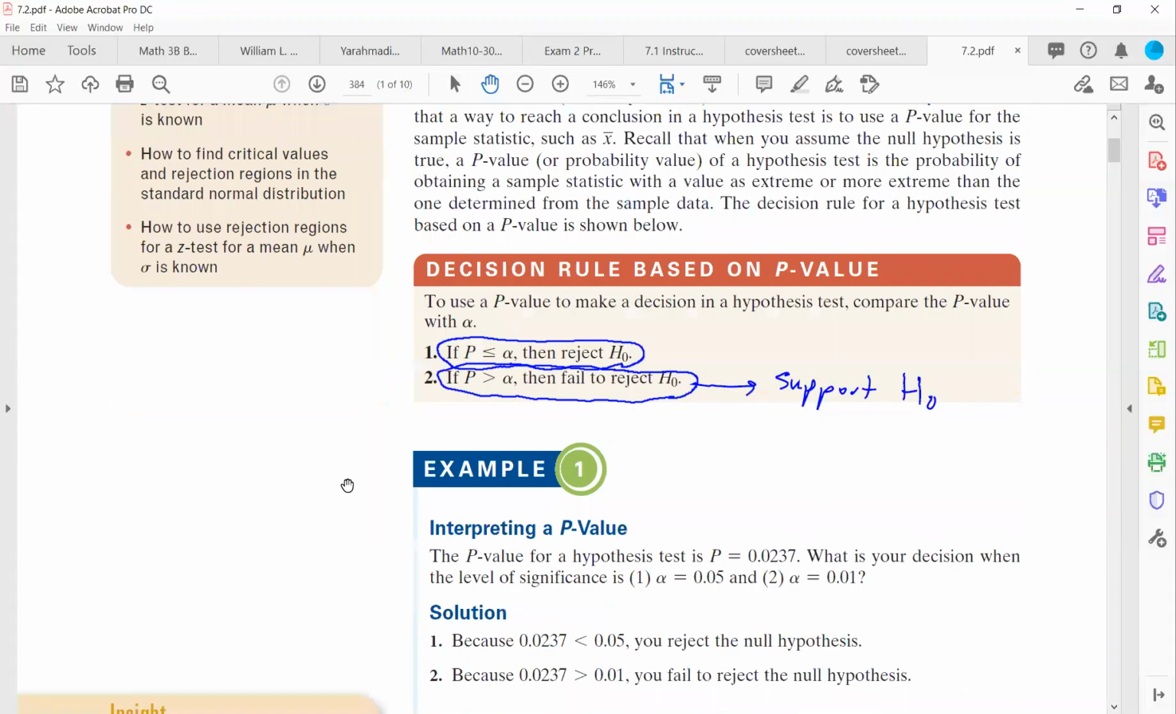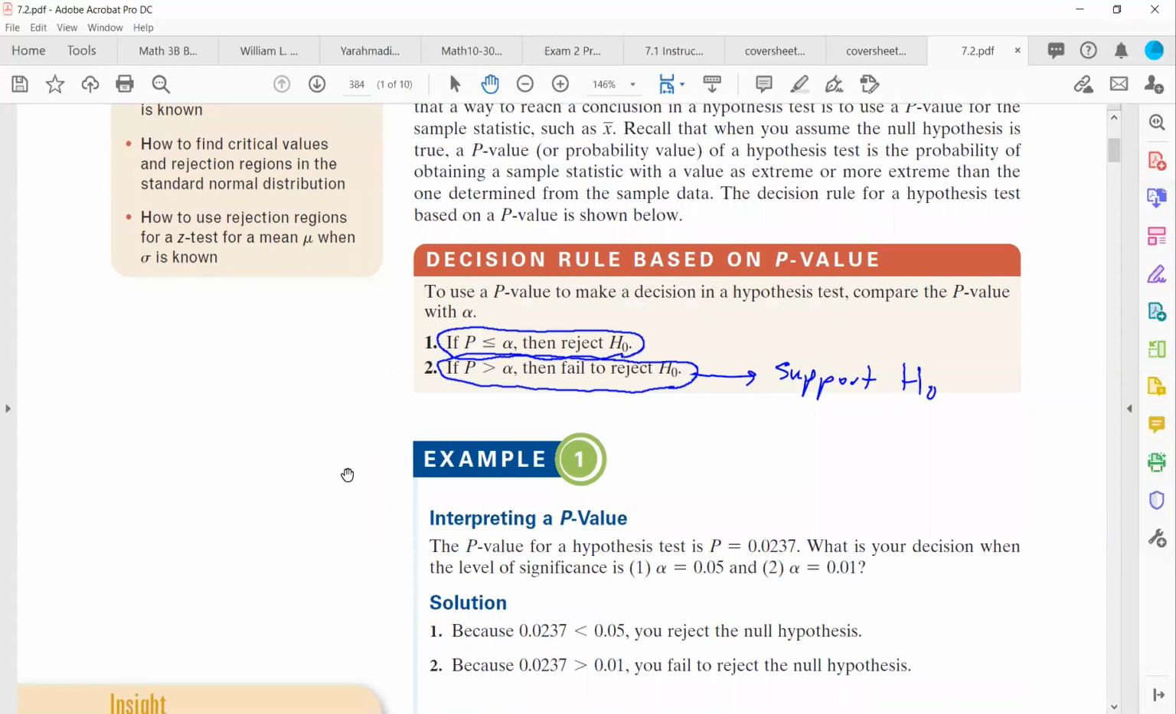Let's take a look at one example. Suppose the p-value, or the probability value, for a hypothesis test is 0.0237. What is your decision when the level of significance is 5%? What's your decision if alpha, or level of significance, is just 1%?